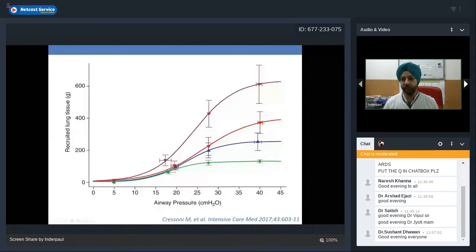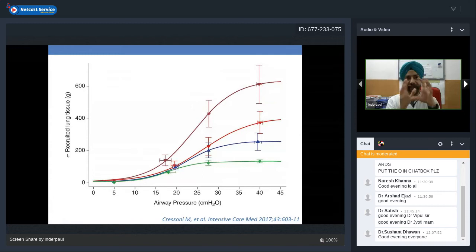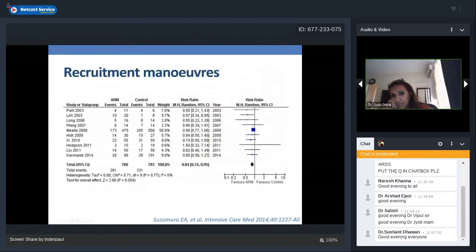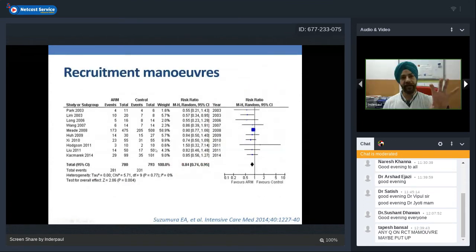Another way is, as you can see in this, you give the sustained airway pressure as was done in the goat lung, and you see the higher the damage, the higher the lung which is recruitable. The more severe the injury, the more they will open up on giving a sustained pressure. So in a nutshell, if you have severe lung injury, severe ARDS, you will have more recruitable lung as compared to ARDS which is mild to moderate. So that is the physiology behind recruitment.